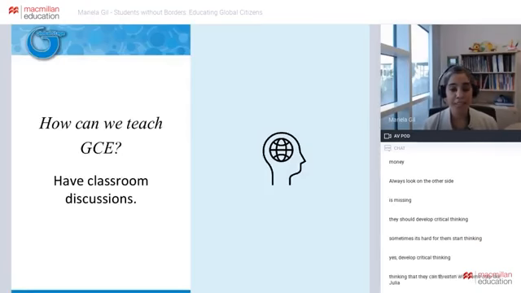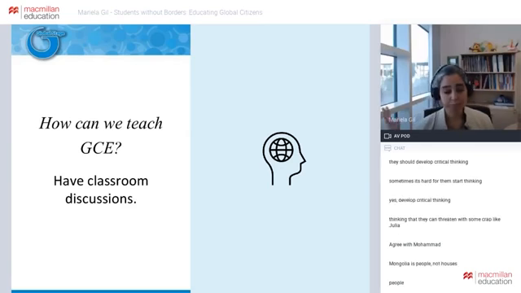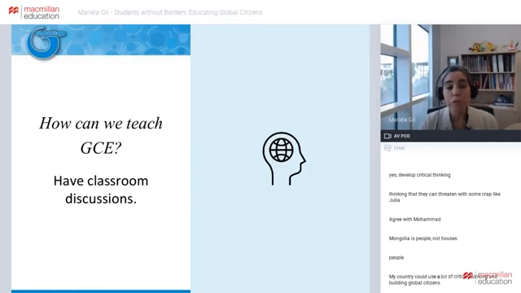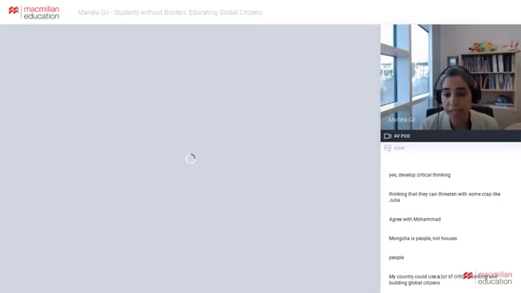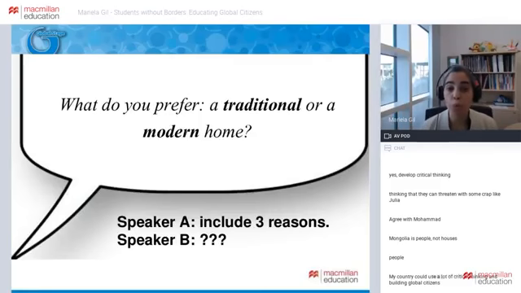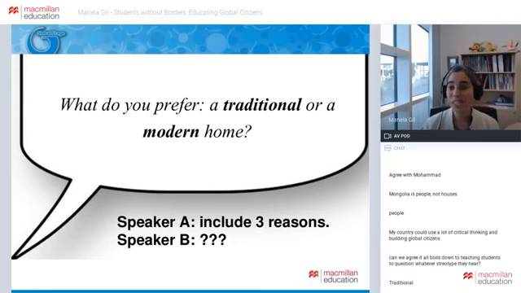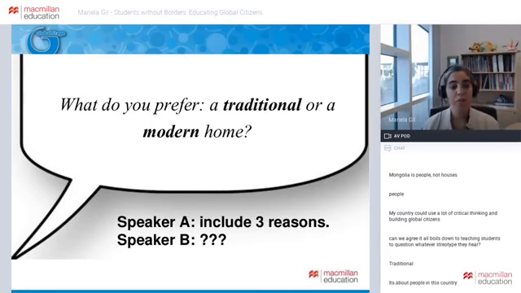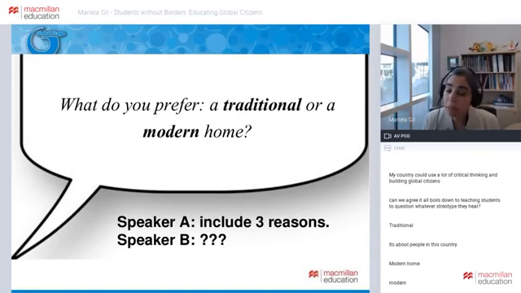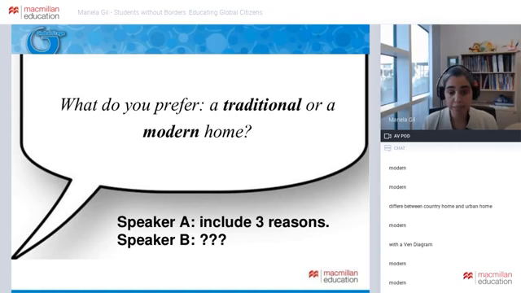Okay, let's look at another idea, how we can teach global citizenship. We have classroom discussions all the time, right? So classroom discussions can be about anything. Let's think about, for example, in this topic of homes, you might find this activity in any book, right? What do you prefer, a traditional or a modern home? You can do this as a pair work activity where you have student A and student B, and then they switch roles. This is a typical kind of ELT activity.